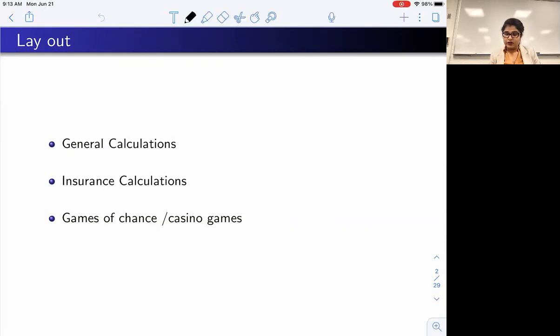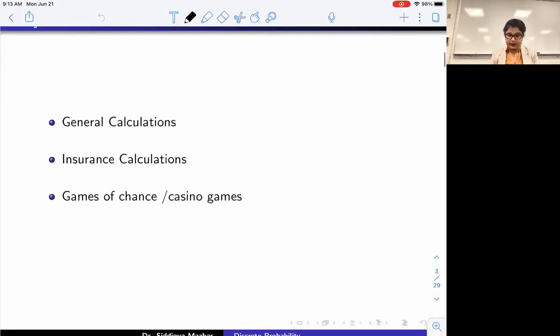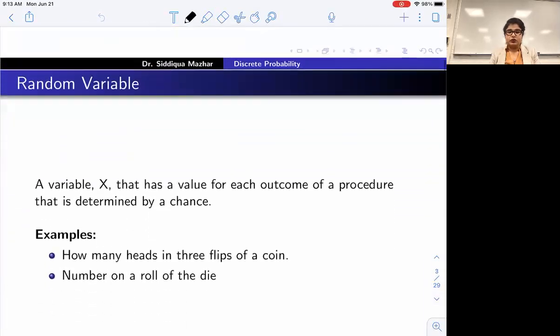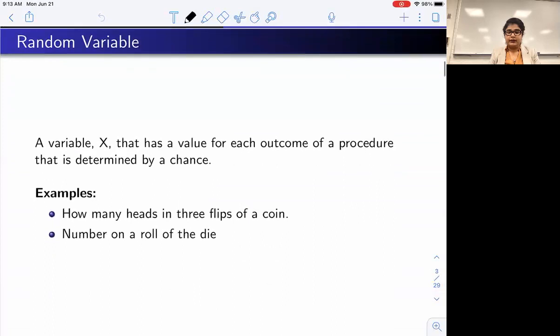And the games of chance or casino games, how people gamble and how likely they are to win those games. This is what we will be discussing in today's lecture. So there will be some keywords, some definitions that you need to understand.